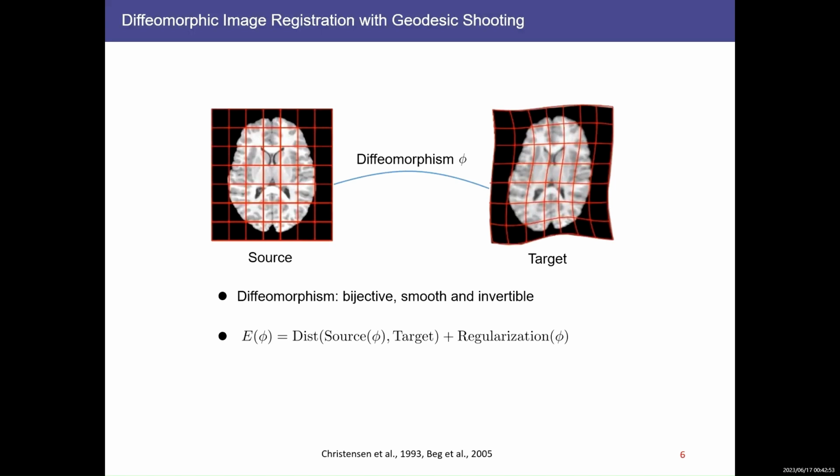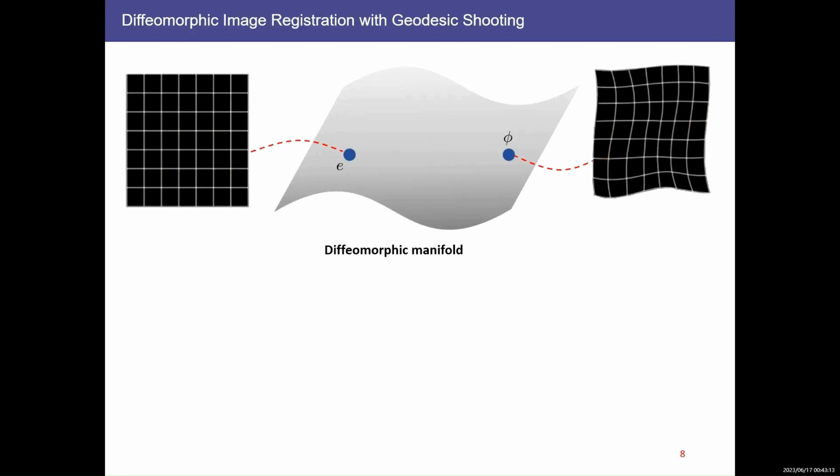The first is the image matching term that measures the distance between the deformed source image and target image. Common distance functions include mean square error, mutual information, and cross-correlation, plus a regularization term to guarantee the smoothness. Well, how to find the best diffeomorphism?